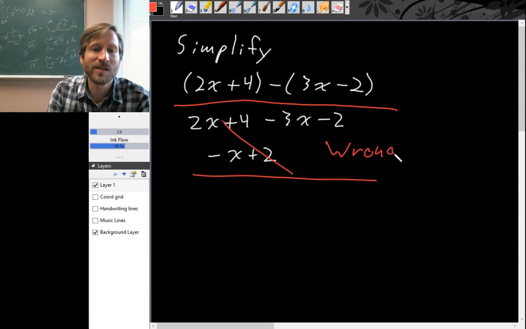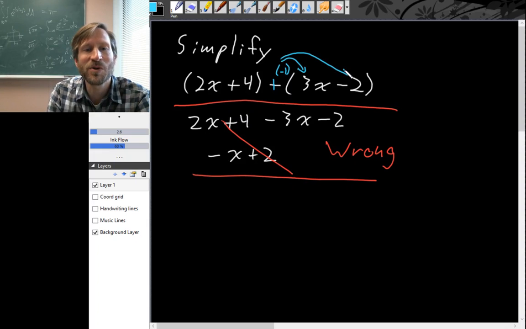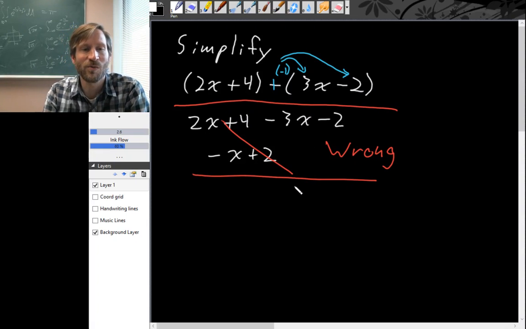And the reason it's wrong is because the minus sign up here, we have to distribute it. Remember, subtracting is really adding a negative. So let's write that. It's really adding negative 1 times 3x minus 2. And when you have that minus 1 there, to remove the parentheses, you have to distribute that minus 1 first.